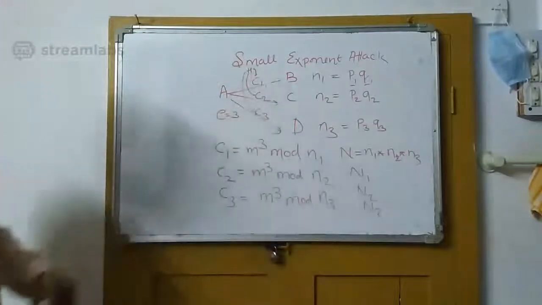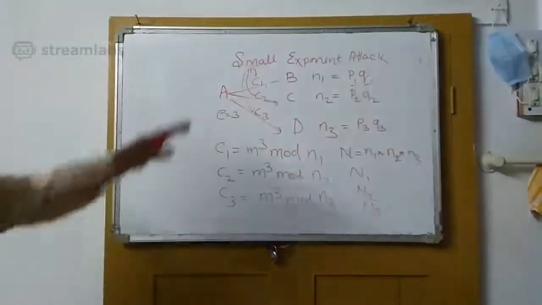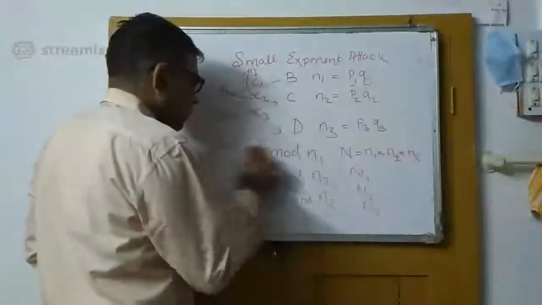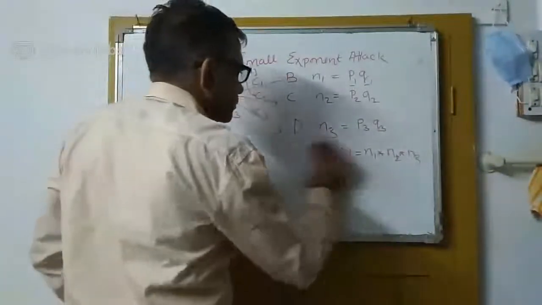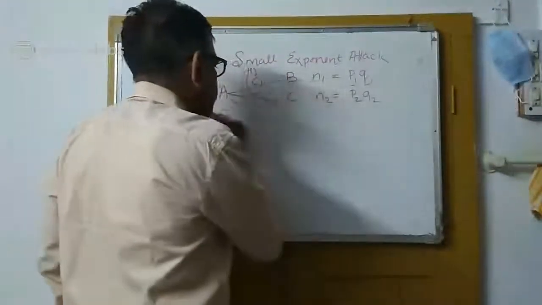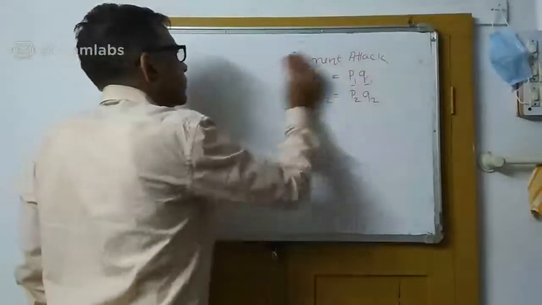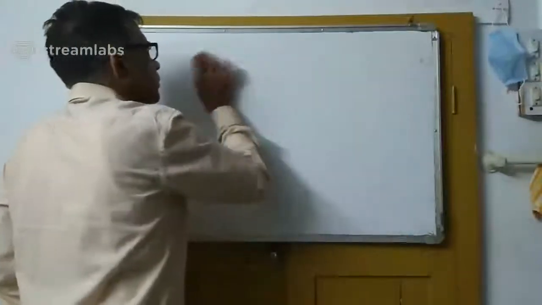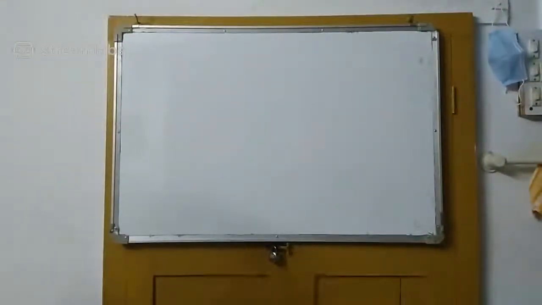So this is what we call a small exponent attack. It is possible mainly because of the smaller e values. Now, how to overcome this type of problem? This is also a kind of attack that we have discussed in the last class.